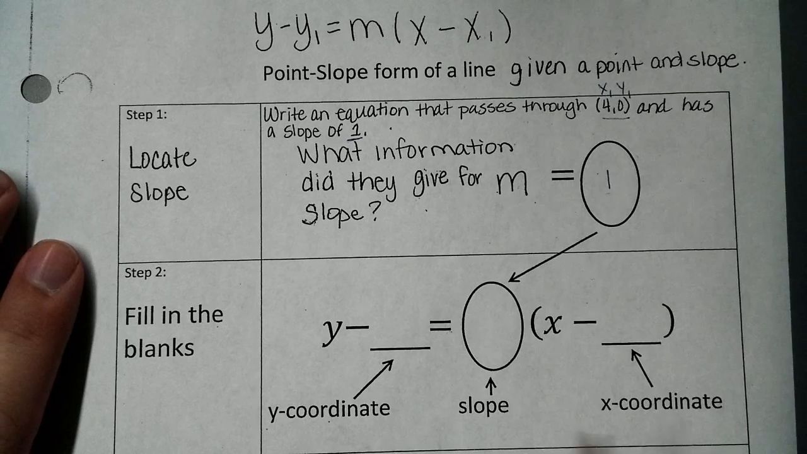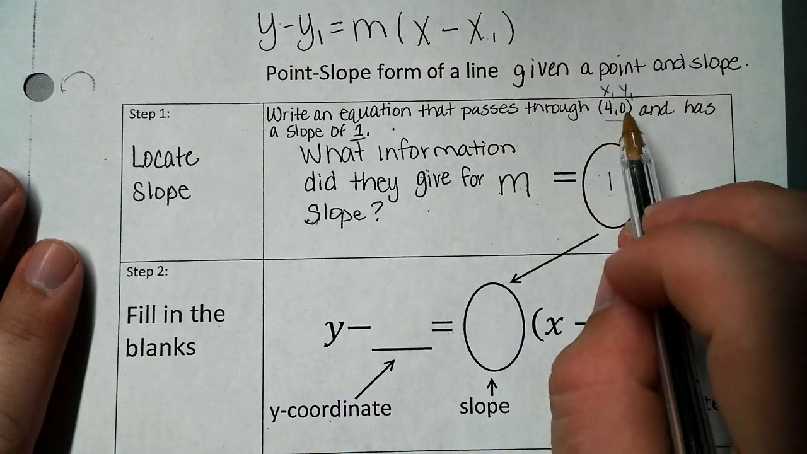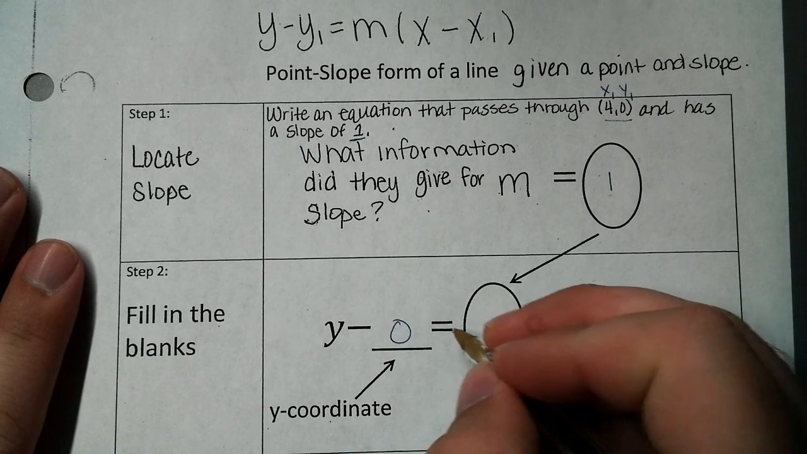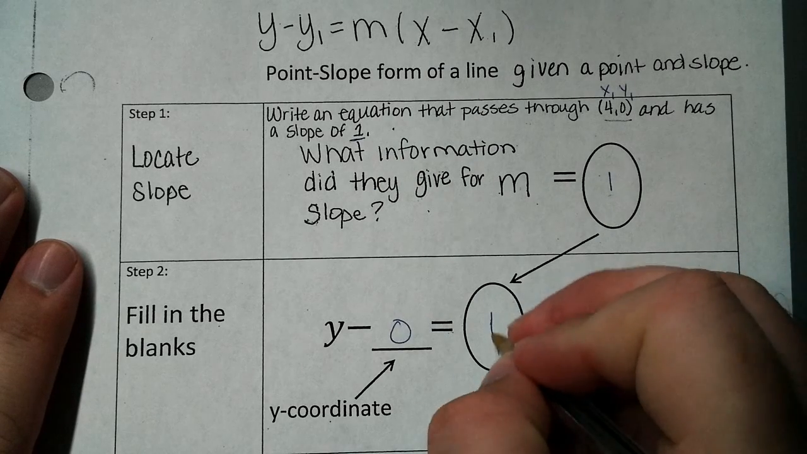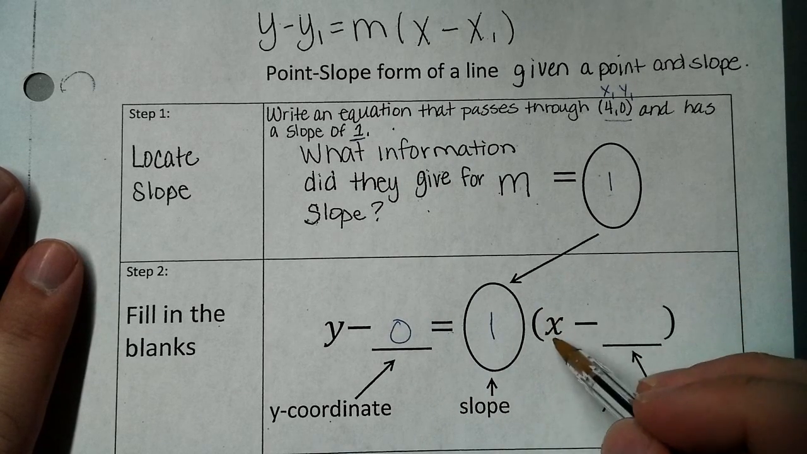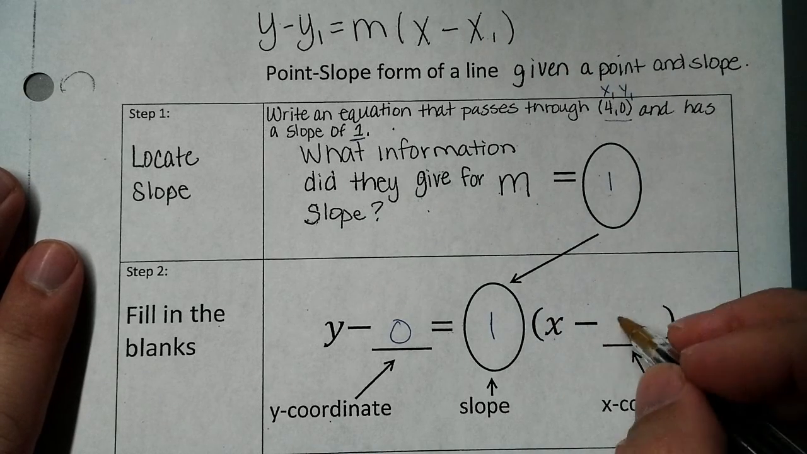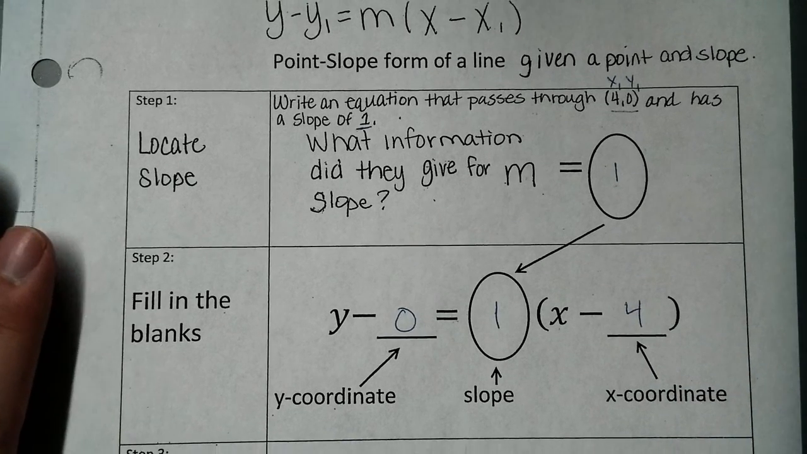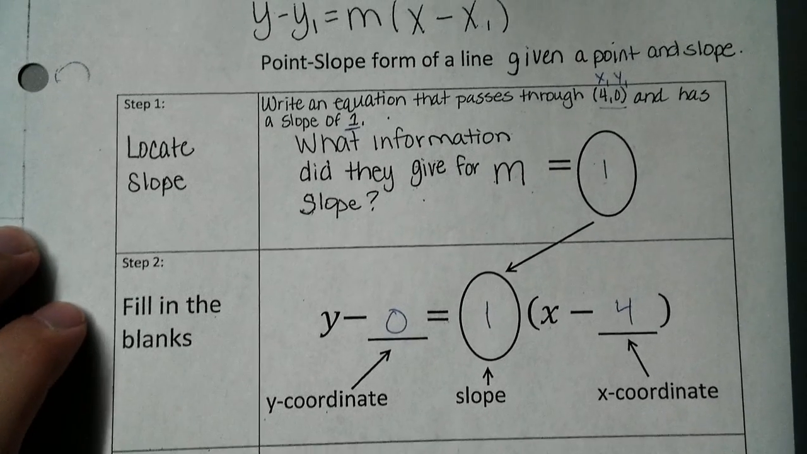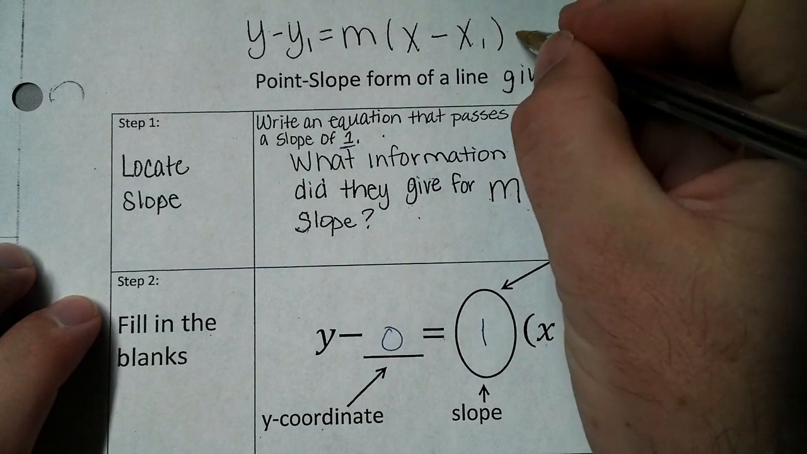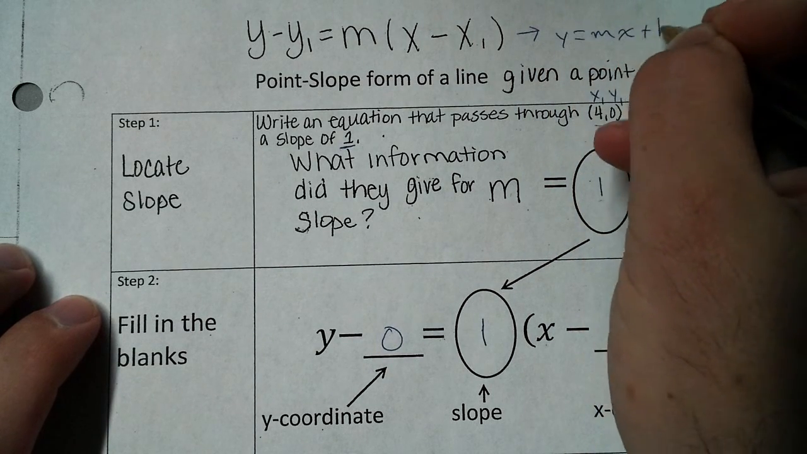So now let's fill in the blanks for step 2. Y minus y1, which is 0, equals m, which is 1, times parentheses x minus x1, which is 4. Now from here, we're going to have to solve this until we get it into y equals. Our goal is to take it from this form and get it equal into y equals mx plus b.